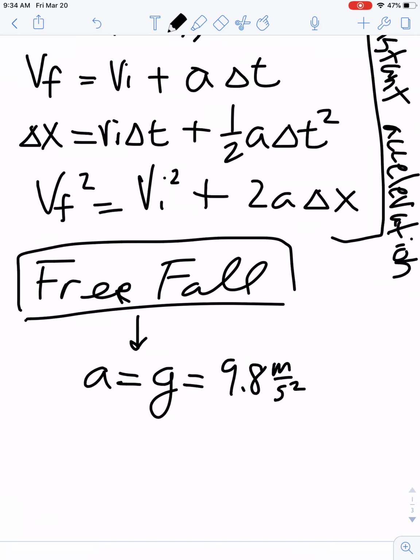So with that said, 9.8 is about 10, so you can just think of adding 10 for every second that an object falls. About 10 after 1 second, 20 after 2, 30 after 3, 40 after 4, etc. So basically, falling objects pick up speed. All of them pick up speed at this rate.